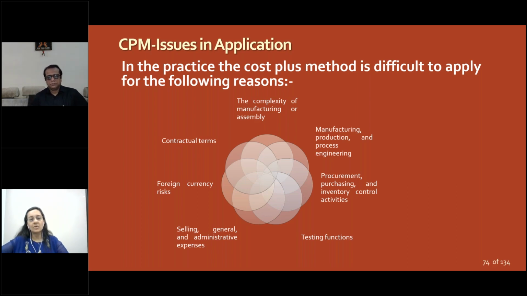So contractual terms and foreign currency risks are easier adjustments to do. The rest of the adjustments become very subjective and qualitative, and may not be easily done. So CPM is also in practicality difficult to apply. So RPM and CPM don't need as strict a comparability criteria as CUP, but since they are only at gross profit level, they still require more FAR-based comparability criteria as compared to maybe T&M.